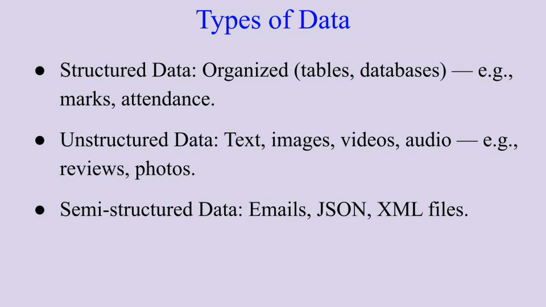Data comes in many forms. Some is structured, like spreadsheets and tables. Others are unstructured, like images, text, or social media posts. Understanding the type of data helps us decide how to collect, clean, and use it effectively.